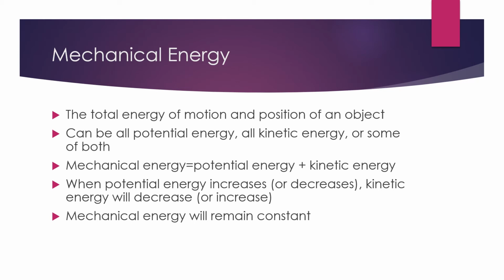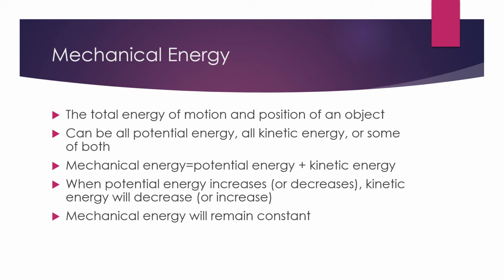So equation number 3 already for this chapter is mechanical energy is potential energy plus kinetic energy. So one of our easy ones is just adding. So if you have an object that has a potential energy of 10 and a kinetic energy of 20, you add them together to get 10 plus 20 equals 30 joules.